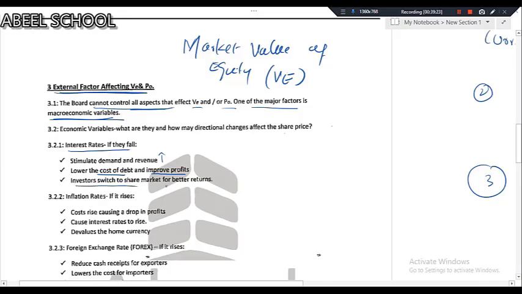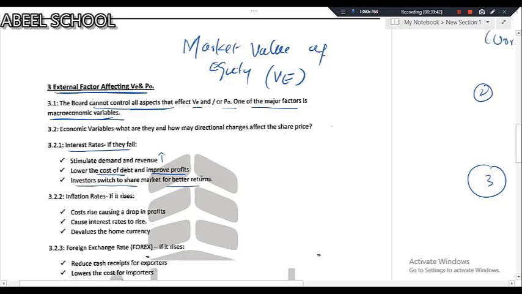Investors switch to the share market for better returns. It is also possible that investors may sell their investments in debentures and bonds, and go to the stock exchange to switch their investment from debentures to ordinary shares.